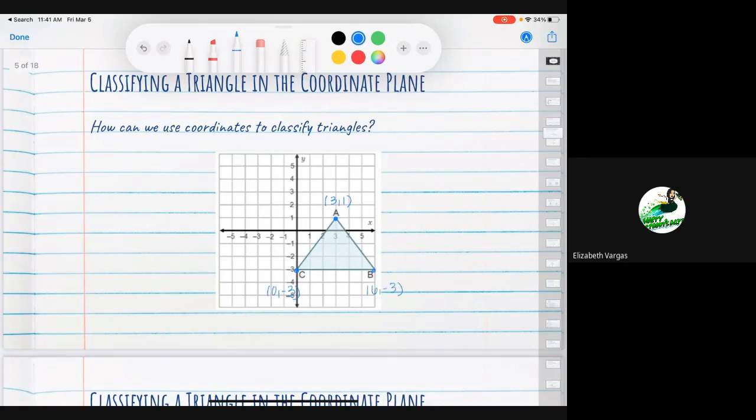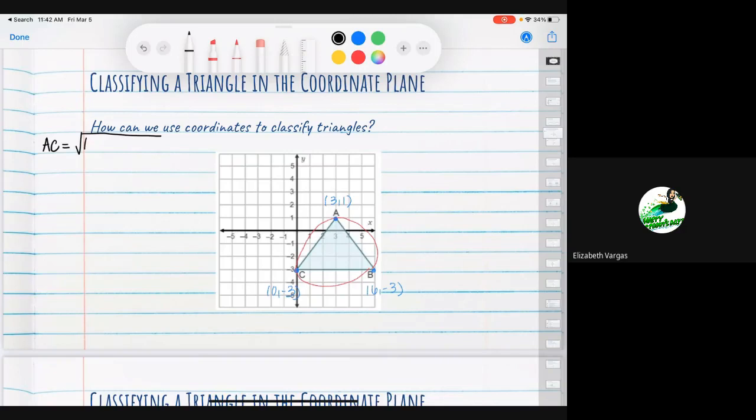Okay. And now that I have the different vertices, what I want to do is find the distance between each vertex. Like the distance between A to C, the distance between A to B, and the distance between C to B. So find the distance between each vertex for each side. And by doing so, we'll be able to classify. So say I want to start with AC. Well, I'll use the distance formula.